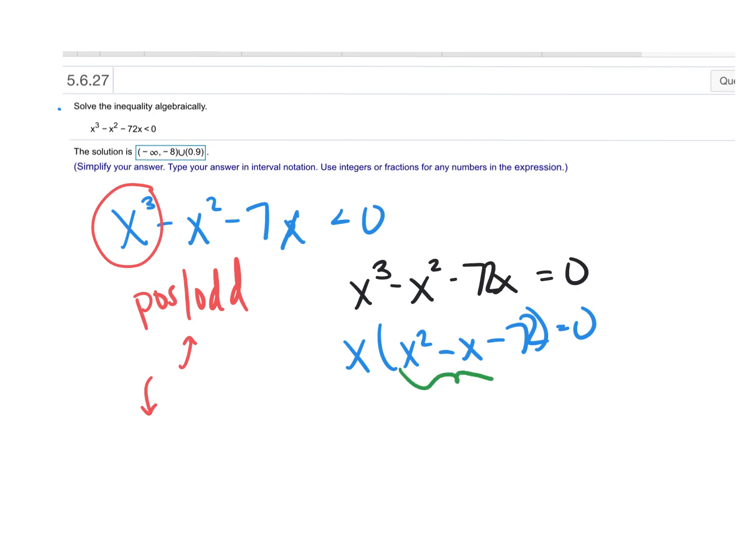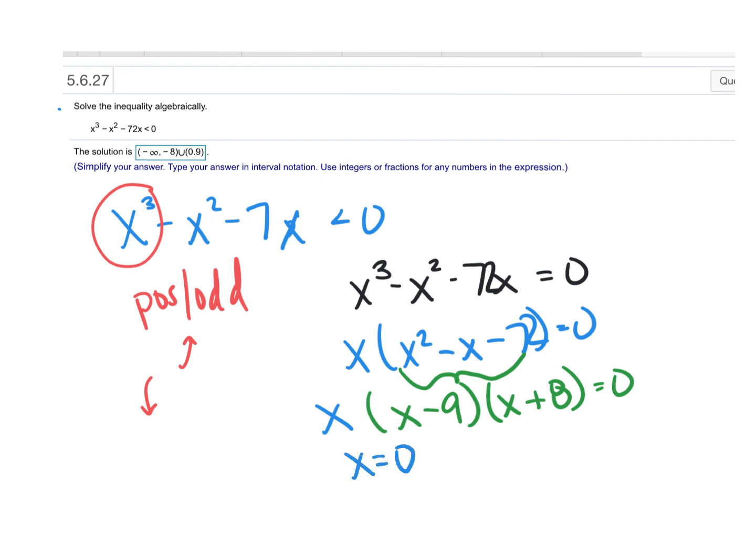When I factor this out, the first part is x, and the next part, the factors of 72 that add to -1, is x minus 9 times x plus 8. That equals 0. So here are my three solutions when I set them all equal to 0: x equals 0, x equals 9, x equals -8.